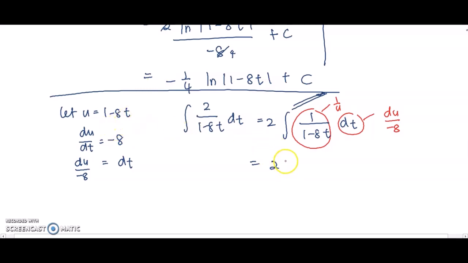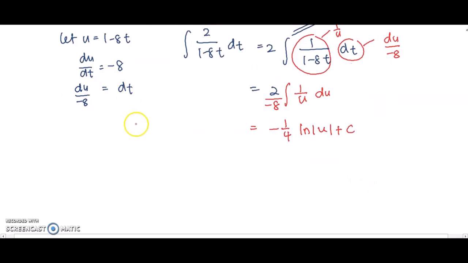Okay, then this one will be 1 over u. dt is going to be du over negative 8. And negative 8 again I bring out as a coefficient. And this can be simplified to be negative 1 over 4. Integrate 1 over u with respect to u, you get log u plus constant c. Then simplify further, you have negative 1 over 4 log u, which is 1 minus 8t, plus c.